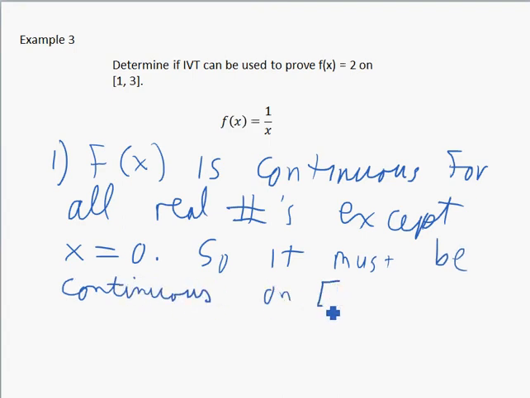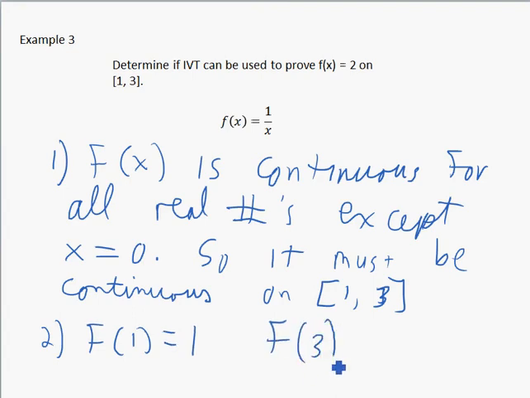f of 1 is 1, and f of 3 is 1/3. Okay, so our function goes from 1 to 1/3, and we're trying to show, can we use IVT to say that it must equal 2 somewhere? Well, since my function goes from 1 to 1/3, 2 is not in between those values. 2 is greater than both of those values. And that is a condition for IVT to work.